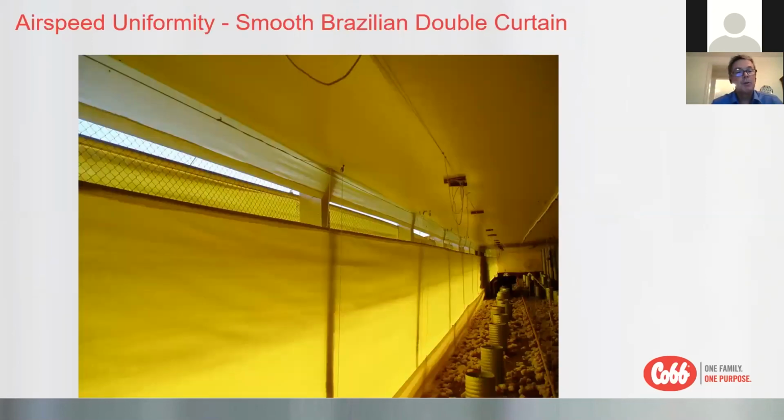So have a smooth sidewall. If you have an old style of house, a curtain-sided house, in Brazil, almost all the houses will have a double curtain. So the internal curtain has a good function in terms of the insulation value, but also in tunnel mode, it gives you a really smooth surface down the sidewall. It's not so important. Your ceiling doesn't have to be smooth. It's your sidewalls that need to be smooth.